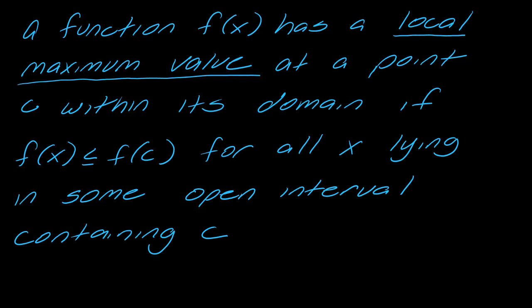A function f of x has a local maximum value at a point c within its domain if f of x is less than or equal to f of c for all x lying in some open interval containing c. Now I want to compare that to the local minimum. This almost looks like the same definition, except now all of your f of x's are going to be greater than that minimum point, which makes sense. And again, it's for all x lying in some open interval containing c. So remember that language. Now I want to compare this to absolute maximums and minimums.